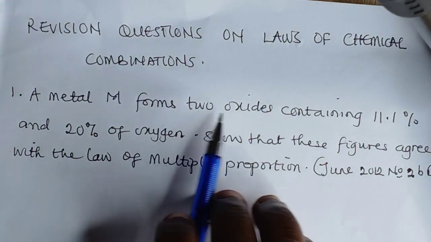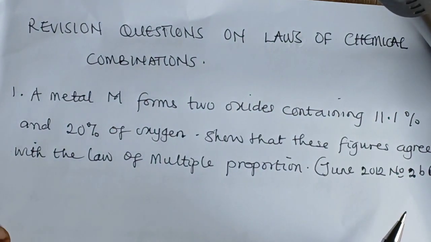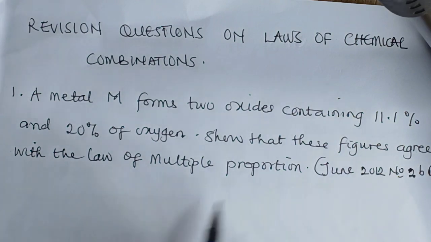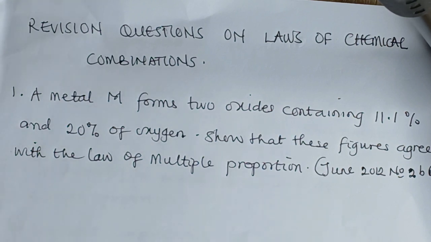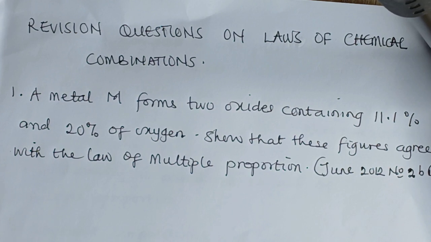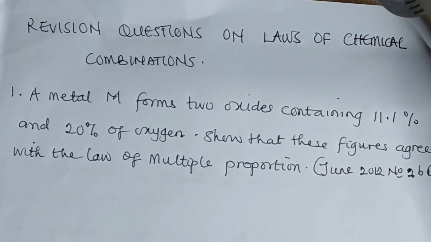A metal M forms 2 oxides containing 11.1% and 20% of oxygen. Show that these figures agree with the law of multiple proportion, which says that when an element combines to form more than one compound, the variable masses of one which combine with a fixed mass of another are in a simple whole number ratio. And so we are going to use this calculation to prove or support the law of multiple proportion.